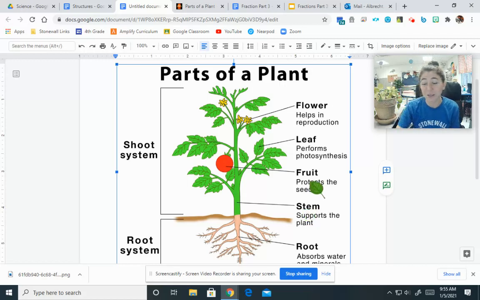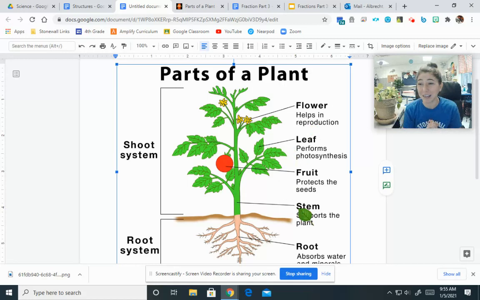We've got the fruit. The purpose of the fruit is to protect the seed. We've got the leaves, and the point of the leaves, or the function of the leaves, is to perform the process called photosynthesis, which is just giving the plant the food. And then we've got the flower, which helps the plant reproduce, just like the seed helps the plant reproduce.